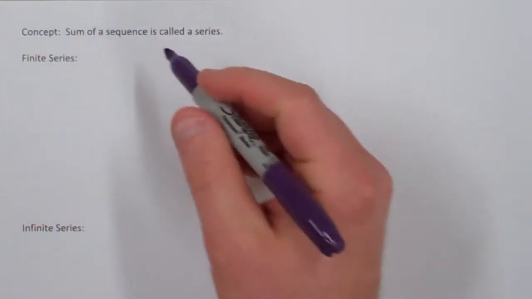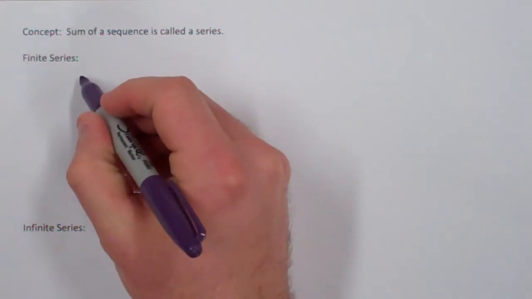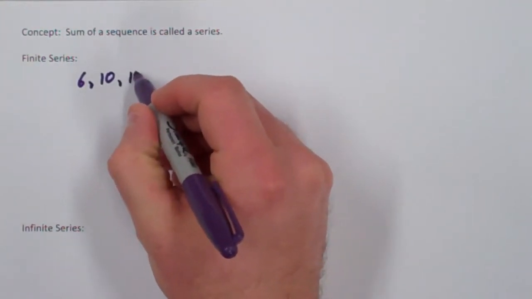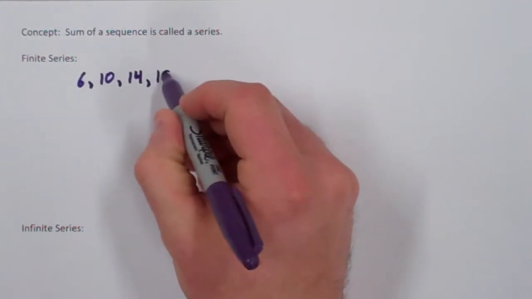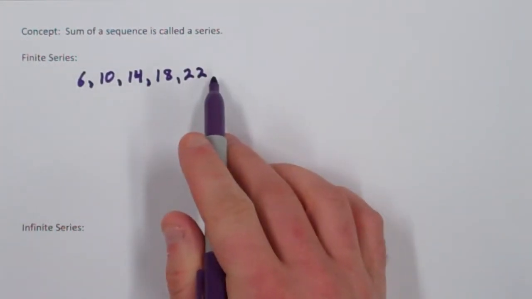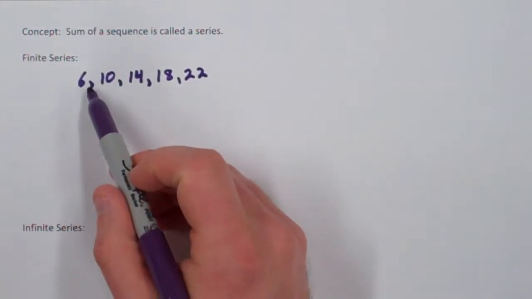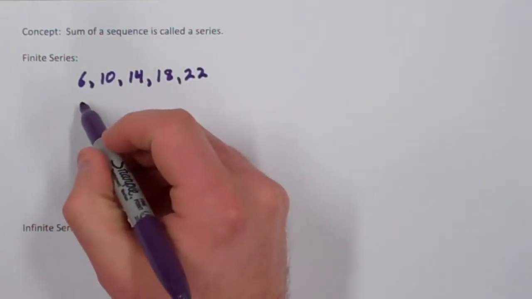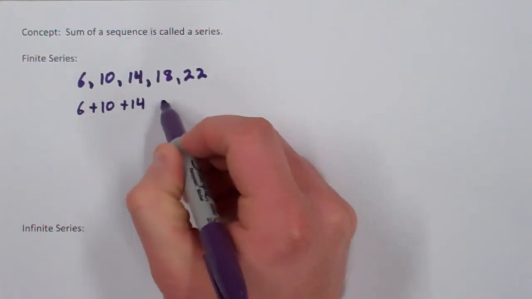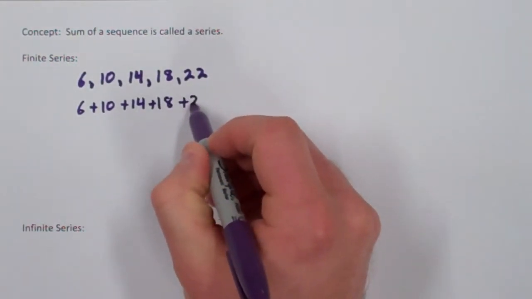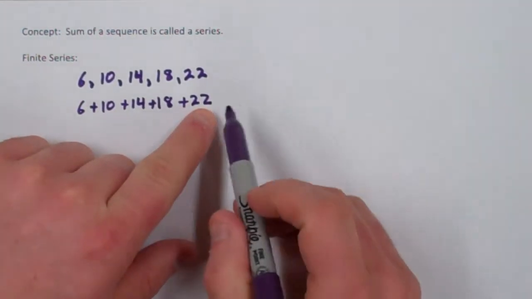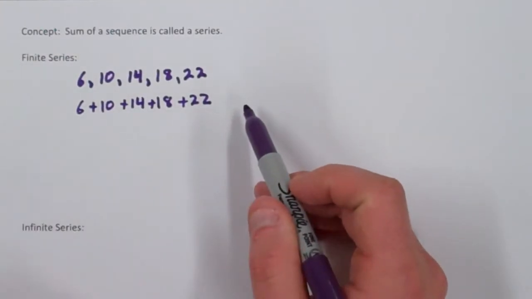If we did an arithmetic series for this first one, let's make it maybe 6, 10, 14, 18, and maybe 22. This on its own is a sequence. It's definitely arithmetic. We're adding the same thing in between. So a series is just 6 plus 10 plus 14 plus 18 plus 22. Note that for this to be a finite series, it has to end. You don't see any dot dot dots here. This definitely doesn't continue on to infinity.